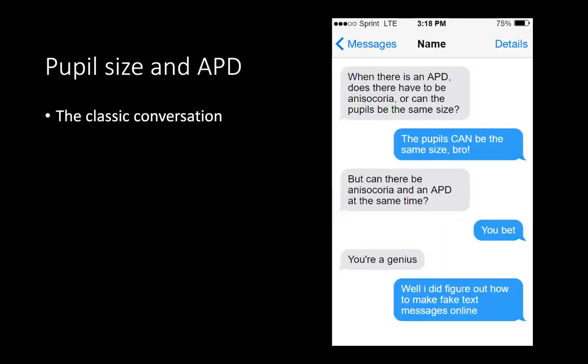So let's talk about pupil size and APD. Here's the classic conversation. When there is an APD, does there have to be anisocoria, or can the pupils be the same size? The pupils can be the same size, but can there be anisocoria and an APD at the same time? You bet. You're a genius. Well, I did figure out how to make this fake text message online.